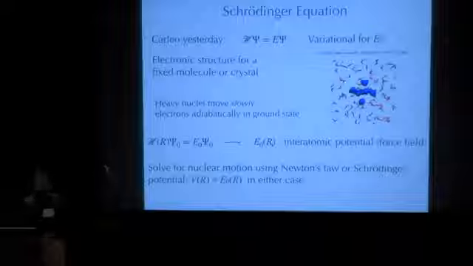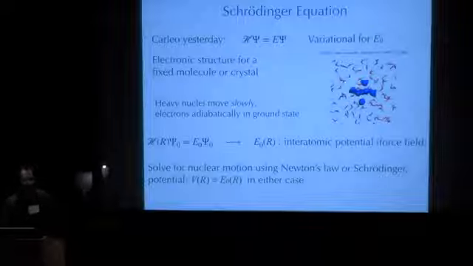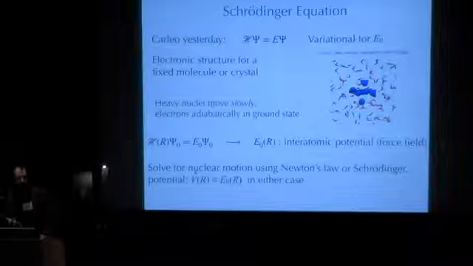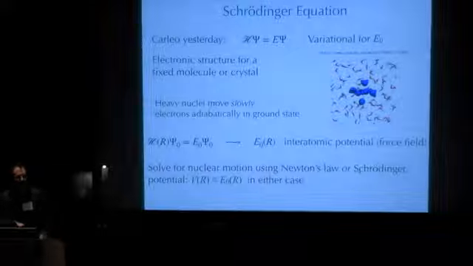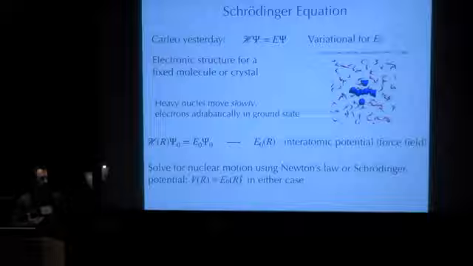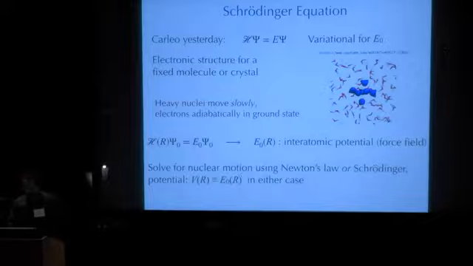And if you had that potential energy landscape, you can solve for the nuclear motion, either using Newton's law, that's commonly called molecular dynamics, or in fact, you can solve the Schrödinger equation on the nuclei, and some people do that when they need to, right? So then they solve the nuclear Schrödinger equation, where this E0(R) is simply the potential in that Hamiltonian. But you need this function in any case.